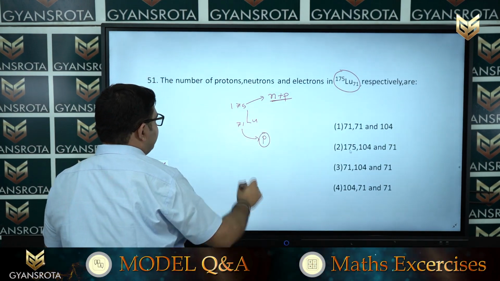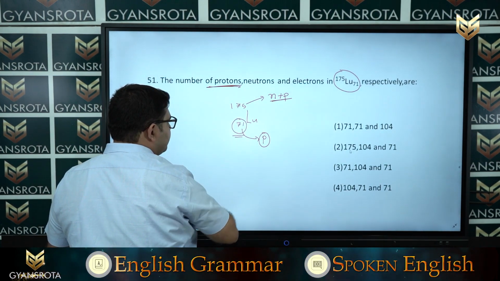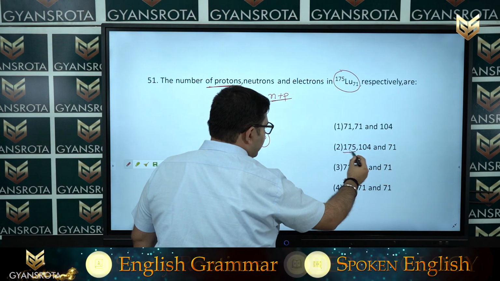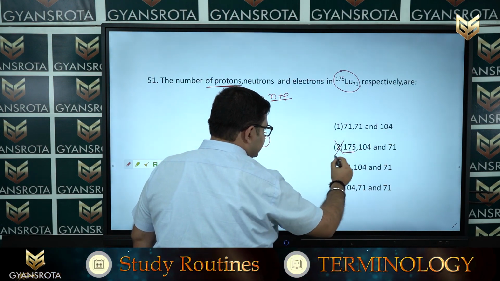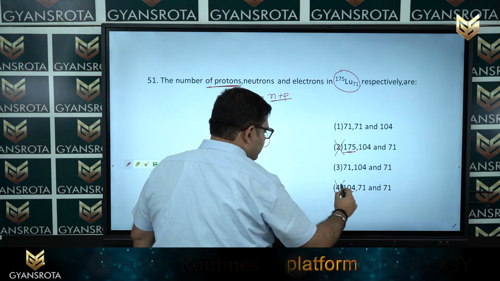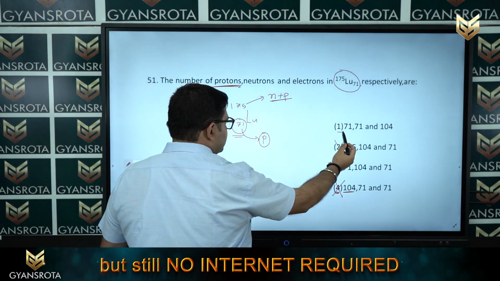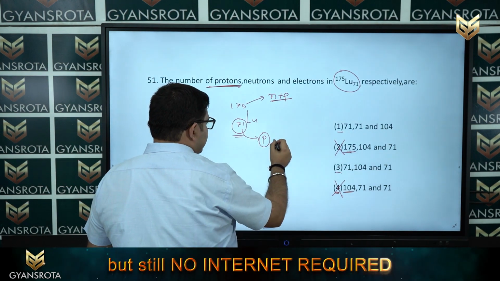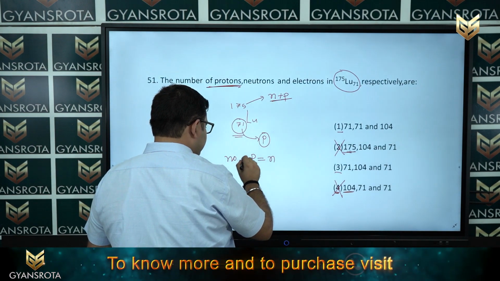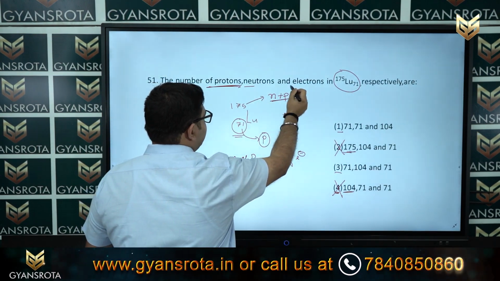Now first they are asking about protons. So, how many protons are there? 71 protons should be there. Among the 4 options, option number 2 gives the proton value as 175, which is not the correct answer. Option number 4 also gives 104, which is also not possible. So option number 2 and option number 4 are cancelled out. Now, among option number 1 and option number 3, we know the number of protons is equal to the number of electrons, right.